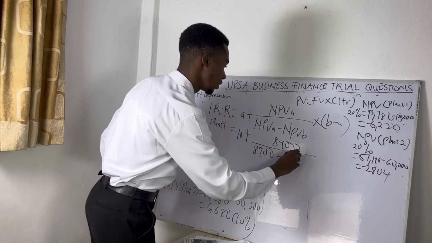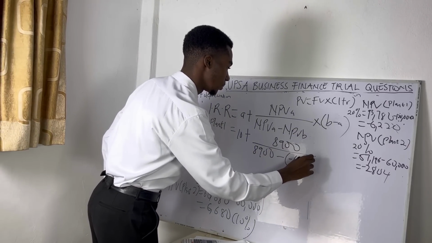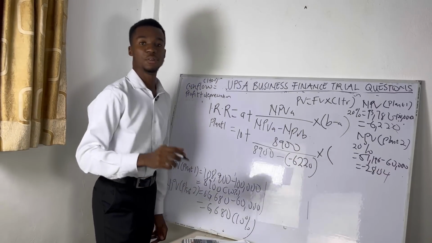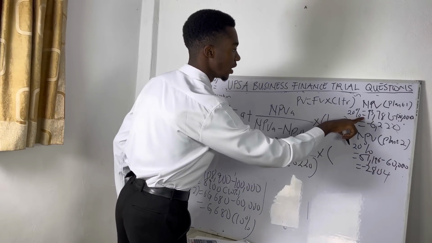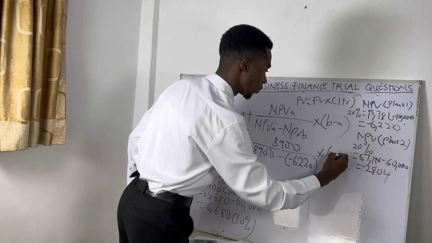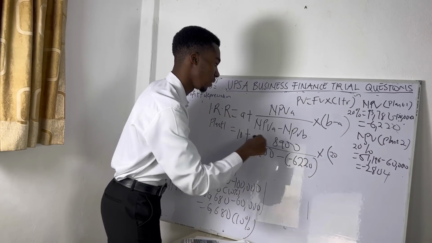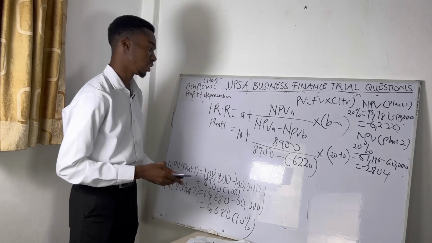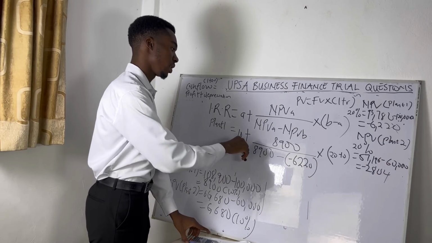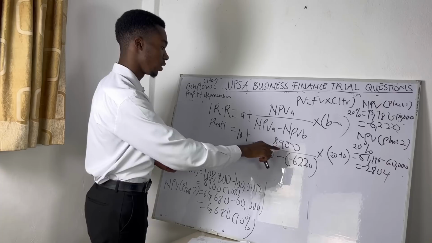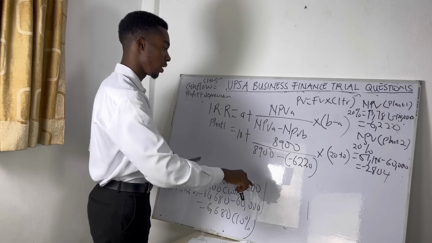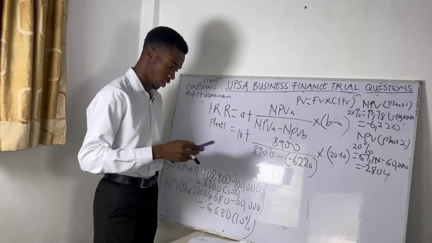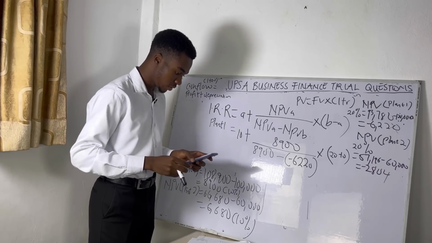So in brackets, negative 6,220, times the rate B. B is the rate that gave you the negative, and that was 20% for plant 1. Then minus A, which is the 10, so minus 10. Now I'm going to punch everything on the calculator and see what we get. So we have 10 plus a fraction with the numerator 8,900 over 8,900 minus in brackets negative 6,220, times in brackets 20 minus 10. And when punched on the calculator, we are getting 15.88.